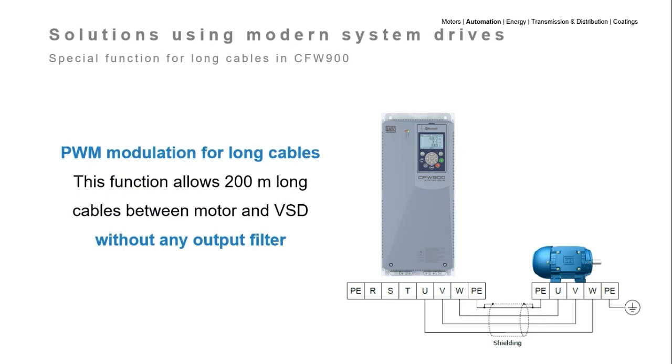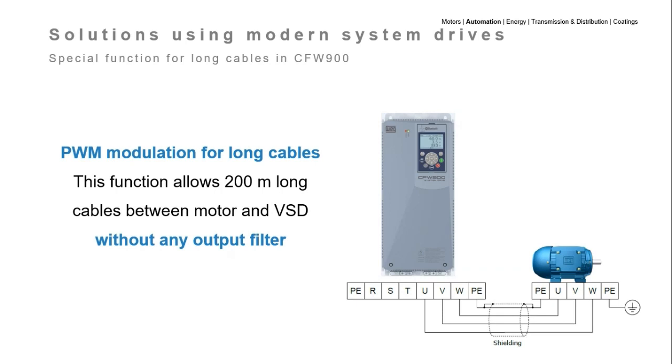Now, let's move on to another way to solve the long cable problem. WEG's newest range of VFDs called CFW900 has an option for PWM modulation, especially designed for long cable applications. By selecting this PWM option, it allows you to extend the length of the cables used on the output of the VSD to drive the motor.